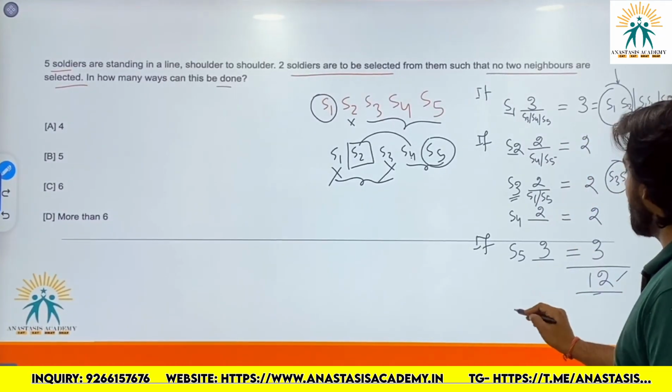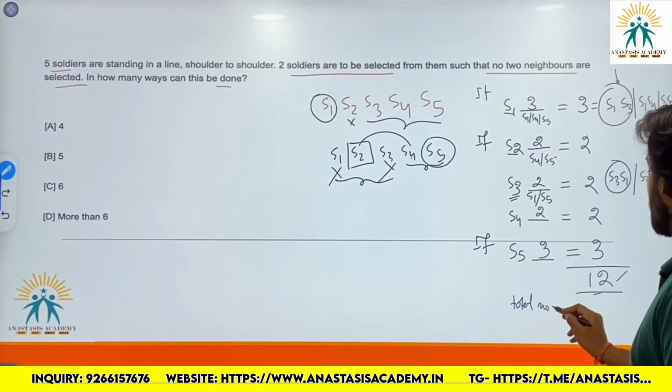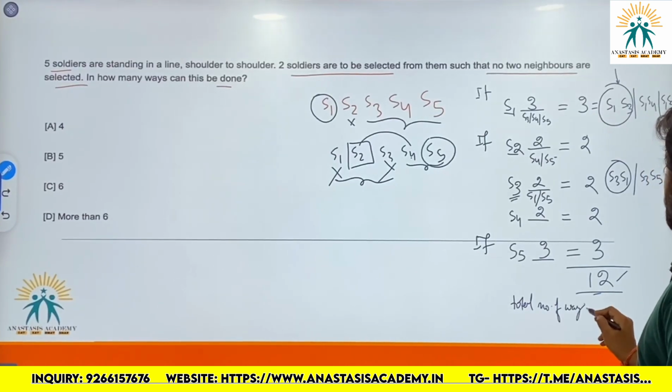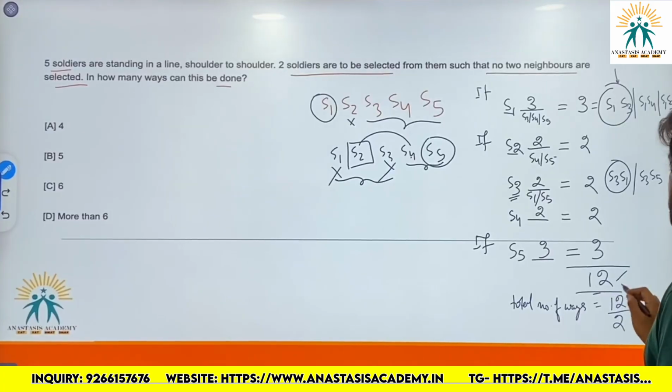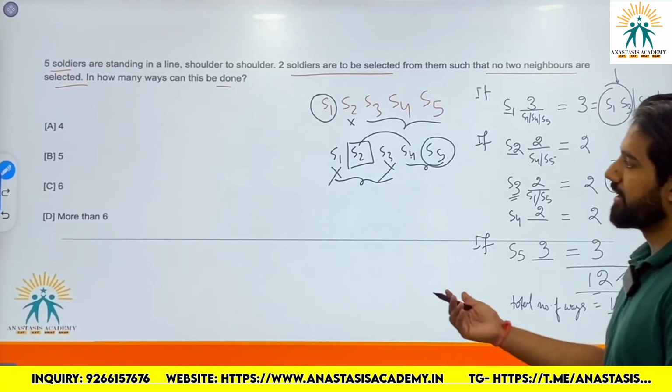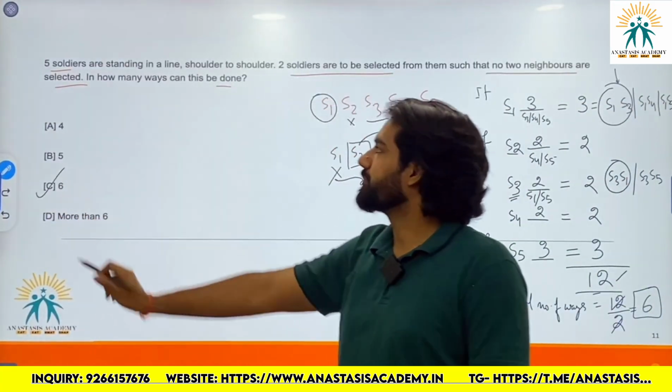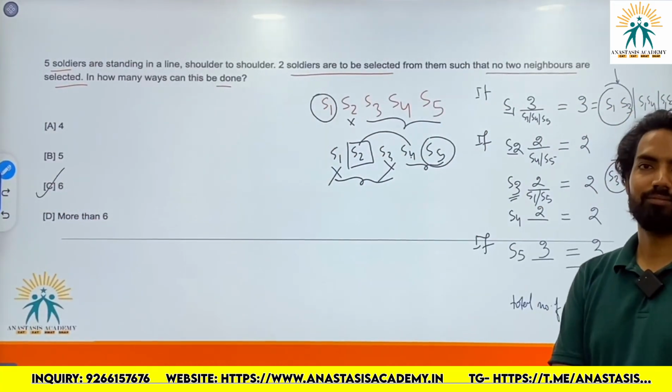So total number of ways would be 12 divided by 2, because each case is counted twice. So I have to subtract those cases. So the correct answer to this question becomes 6, which is option C. Next.